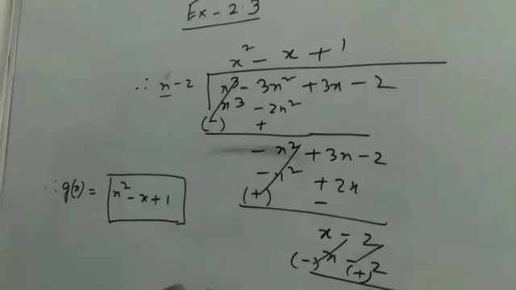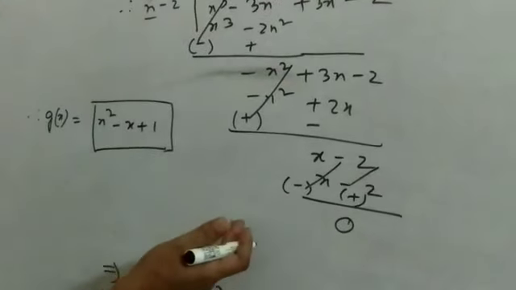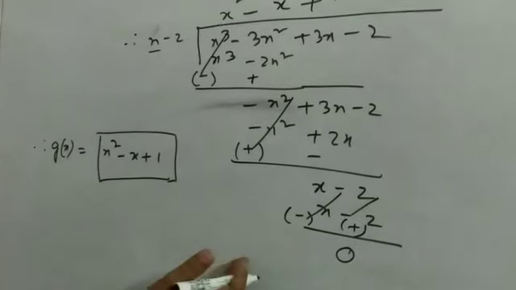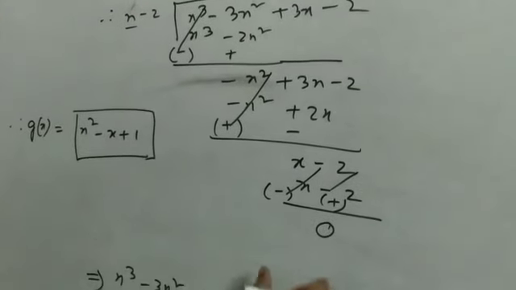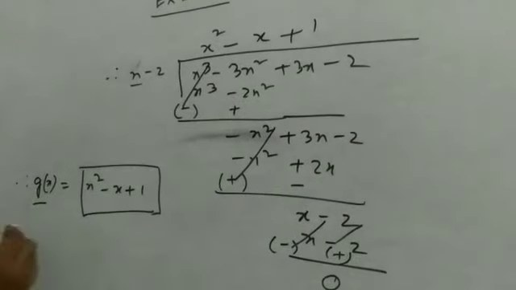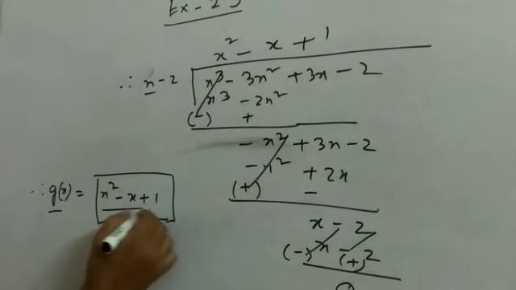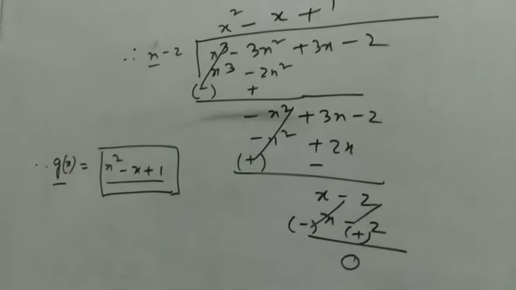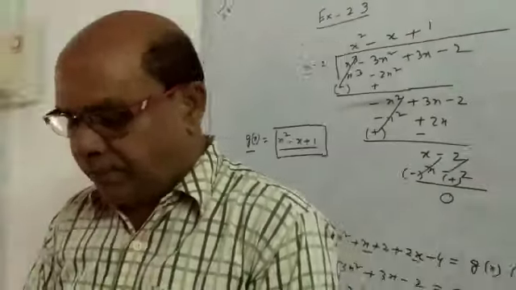So you see that the line p(x) equals g(x) into q(x) plus r(x) is very important. We have written that line, put the values, simplified, and at last we got the value of g(x) equal to x square minus x plus 1. So this is the answer. I think you have understood the simplification.